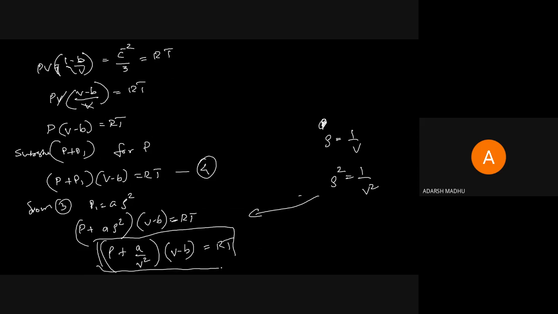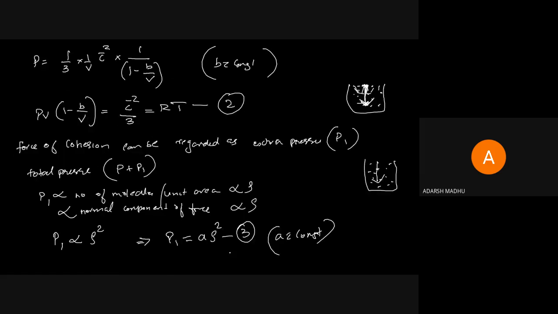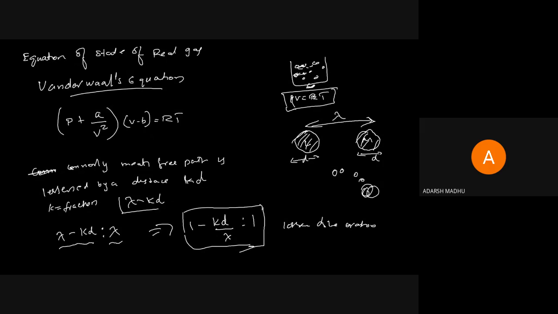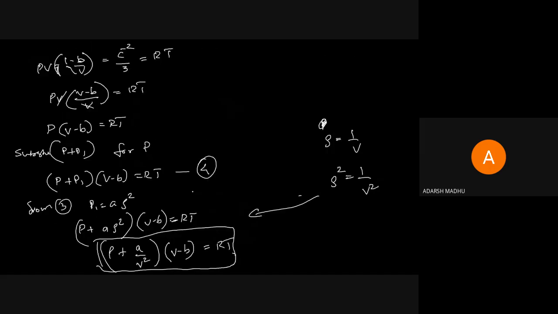This is the van der Waals equation for collision of molecules, the equation of state for a real gas, when taking the size of the molecules and cohesion into account: P plus A by V square into V minus B equal to RT.